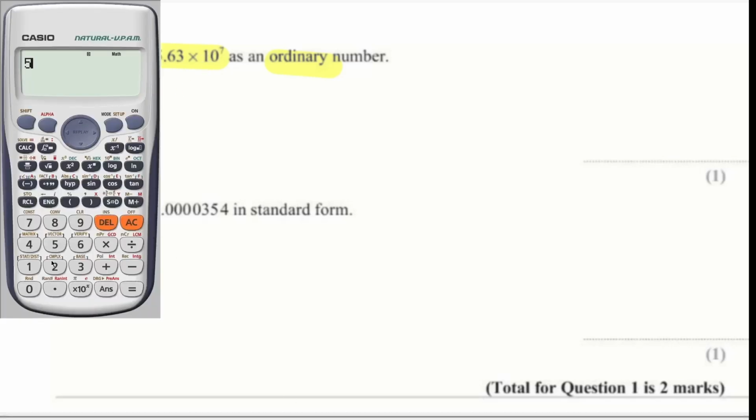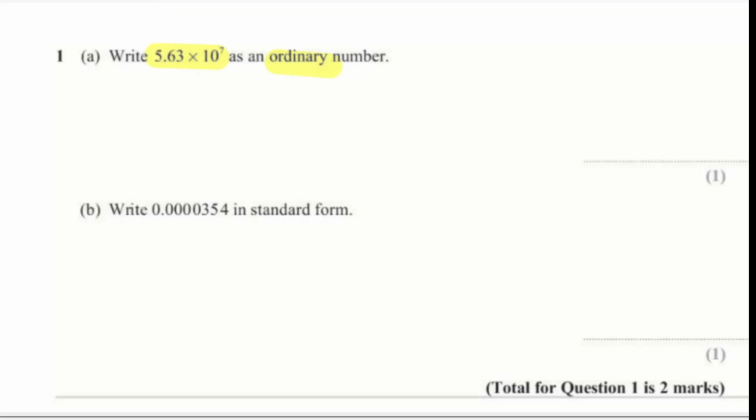So 5.63 × 10^7 equals, then 56,300,000. Let's write the answer here. 56,300,000.